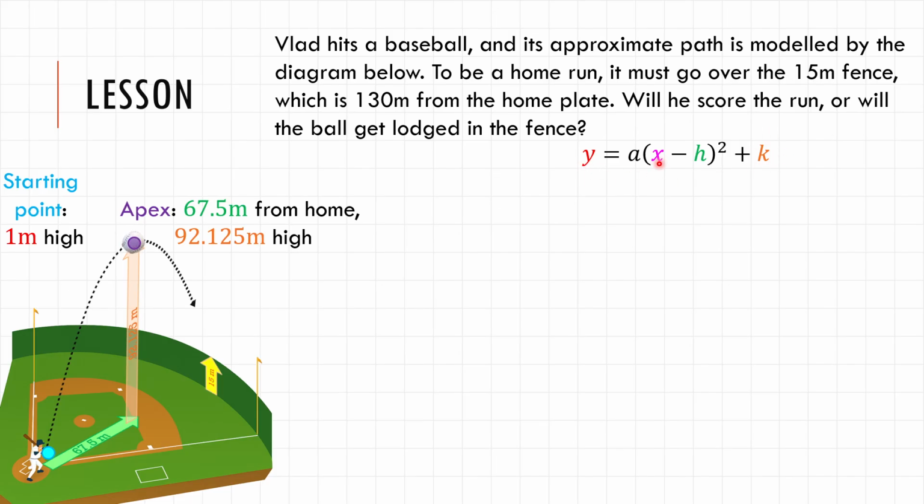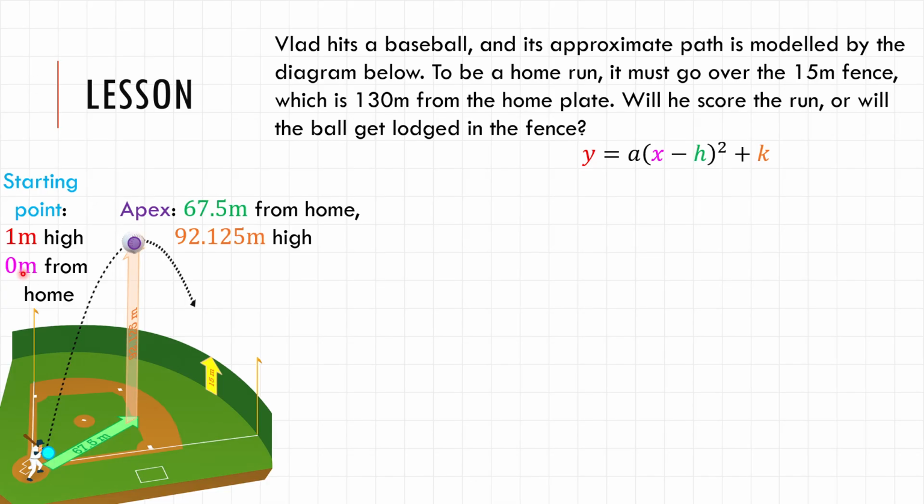But what about x and y? Do we have one other point on this arc? We know where the ball starts. At the point of contact, when he swings and hits the ball, it's 1 meter above the ground, and that's our y value. But what is our x value at that point? What is the horizontal distance the ball has traveled? If you think about it, it must be 0. As soon as he hits the ball, it hasn't traveled any distance horizontally, even though it's 1 meter high. The 1 meter high is sort of where the ball was pitched to Vlad.